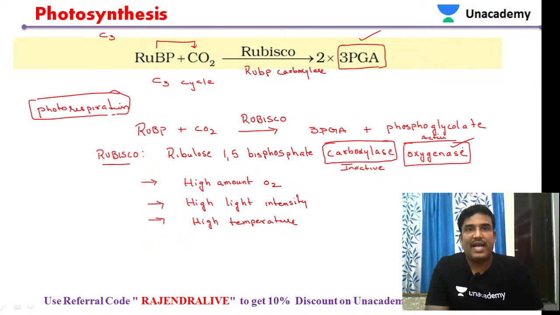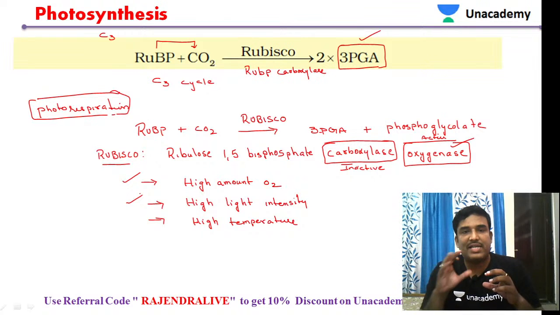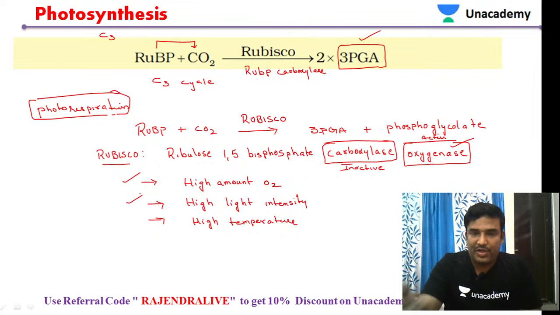Oxygenase is active because photorespiration takes place under certain conditions. It requires a high amount of oxygen, high light intensity, and high temperature. When all these conditions exist, photorespiration will certainly take place. So what is the importance of photorespiration, and is it helpful or not?